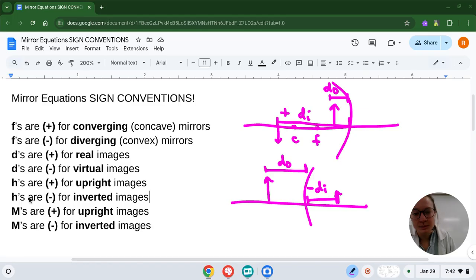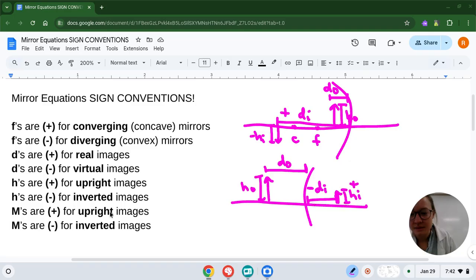We say that heights are positive for upright images and negative for inverted images. So here, this one, we would call this a negative height of the image because it's upside down. This here would be the height of my object. Height of object is always positive because it's always right side up. So here's my height of my object. Here, for this little virtual image here, I would have a positive height of my image because it's right side up.